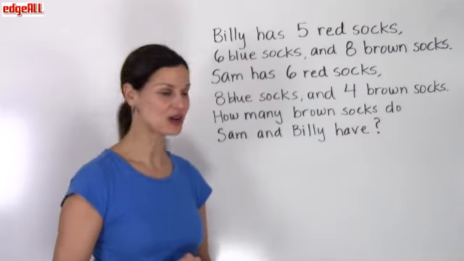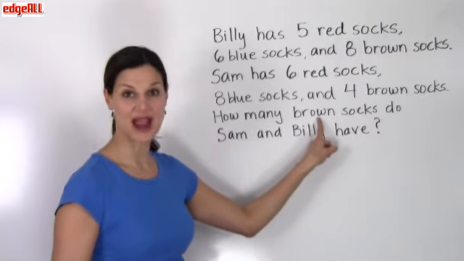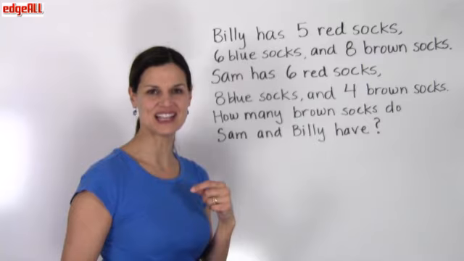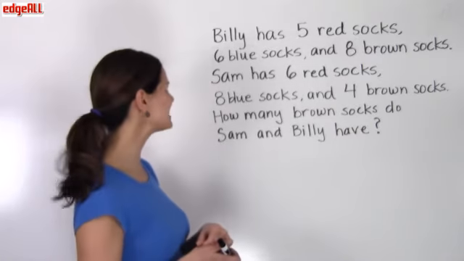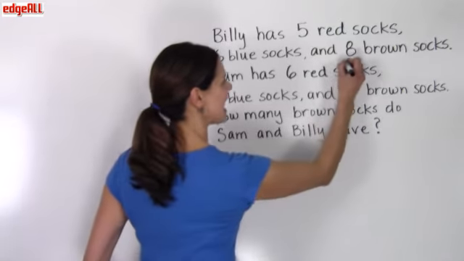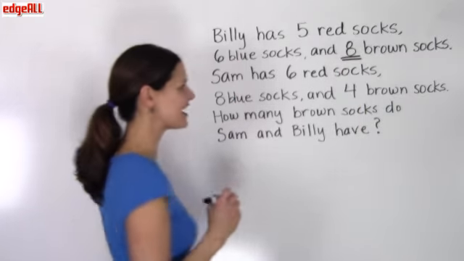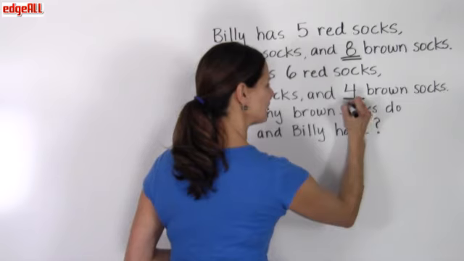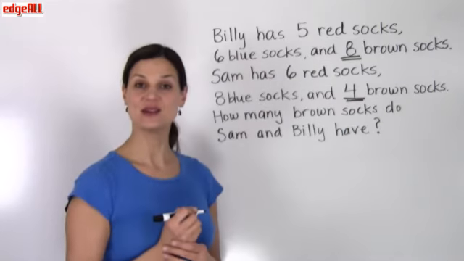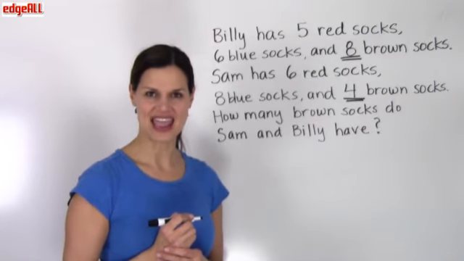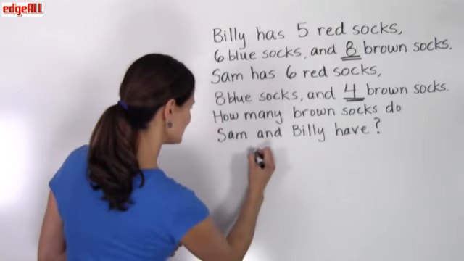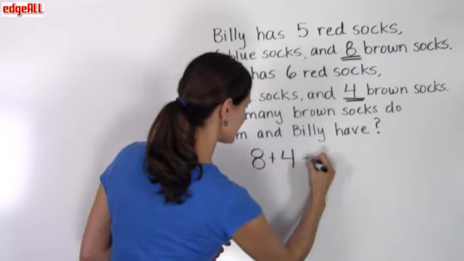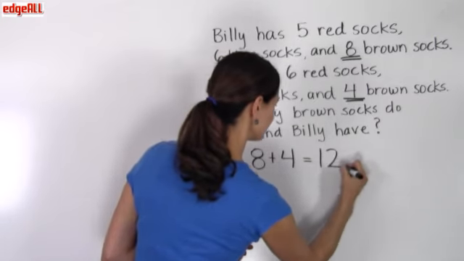So we want to make sure that we look just at the brown socks. So let's go back up to our problem and underline the amount of brown socks that Billy has. He has 8 brown socks. Sam has 4 brown socks. So we need to add together 8 plus 4. So 8 plus 4 equals 12.